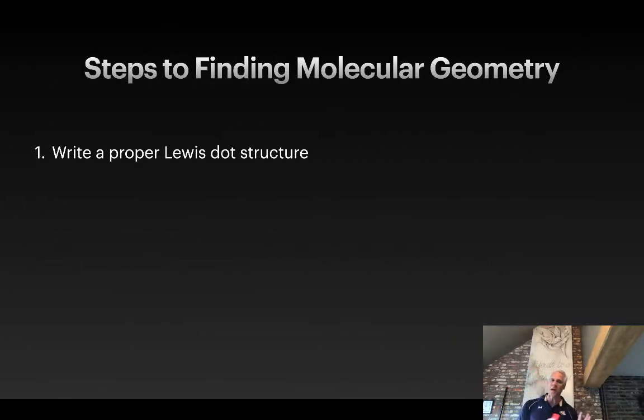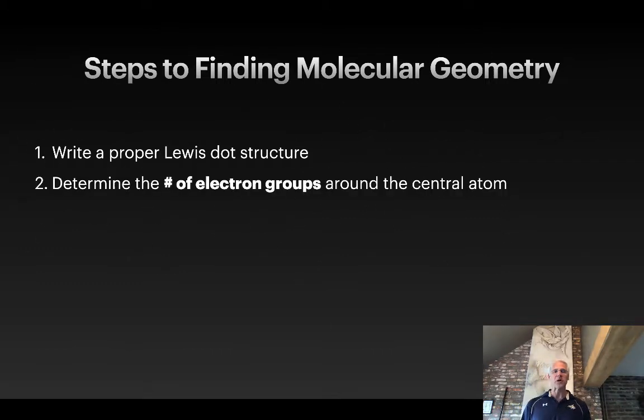So again, we have steps, and just like we had to do with dot structures, we have to make sure that we follow the steps in order. If we try to do them out of order, then it just won't work. So the first step in finding molecular geometry is to write a proper Lewis dot structure. So once you've got your Lewis dot structure, you look at the central atom and you determine the number of electron groups around that central atom. So electron group, electron region, electron domain, those are all the exact same thing.